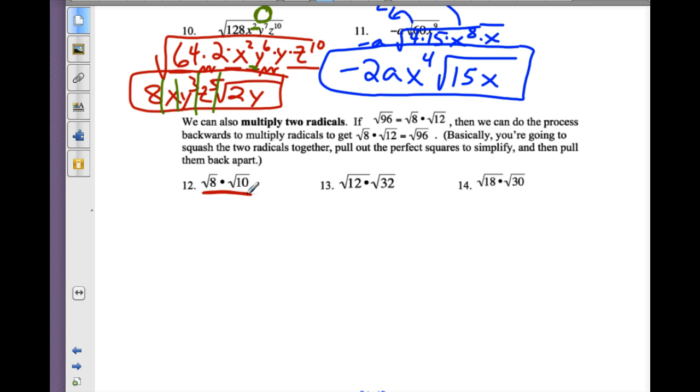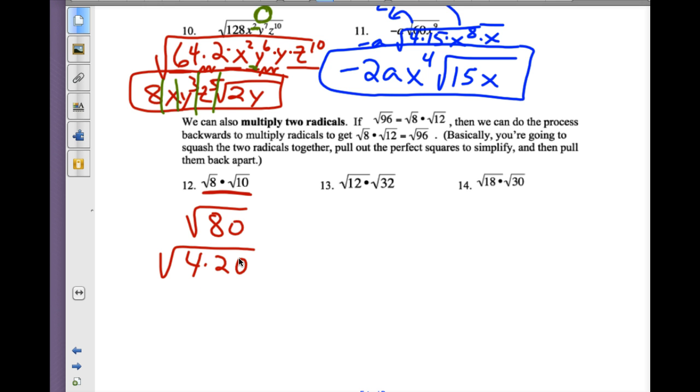What's radical 8 times radical 10? Radical 80. Do I box that and say we're done? No, you'd be wrong. Kev, what would we have to do with radical 80? You'd have to simplify it. Everybody, find two numbers that multiply to make 80. That's from our list. 20 and 4.